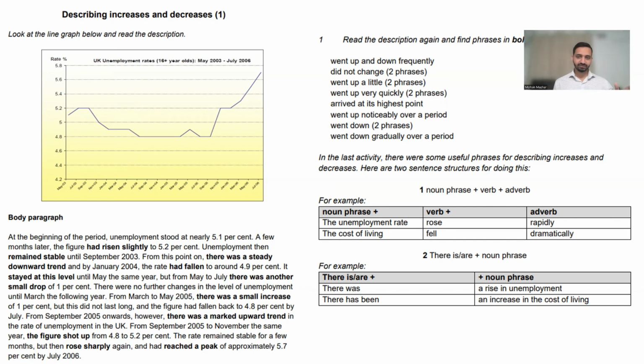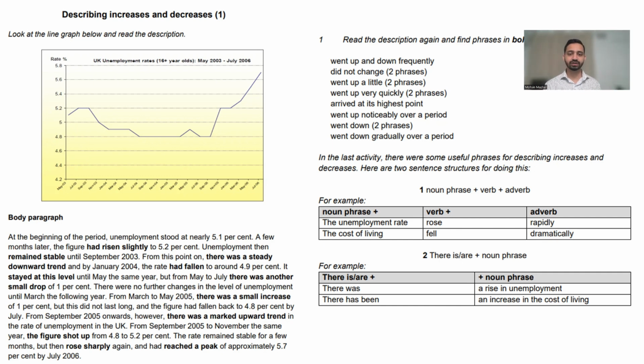In the last activity, there were some useful phrases for describing increases and decreases. Here are the two sentence structures for doing this. The first structure is noun phrase plus verb plus adverb. So you've got unemployment rate, that is the noun phrase, rose, that's the verb, and then you use rapidly, the adverb. So the unemployment rate rose rapidly.